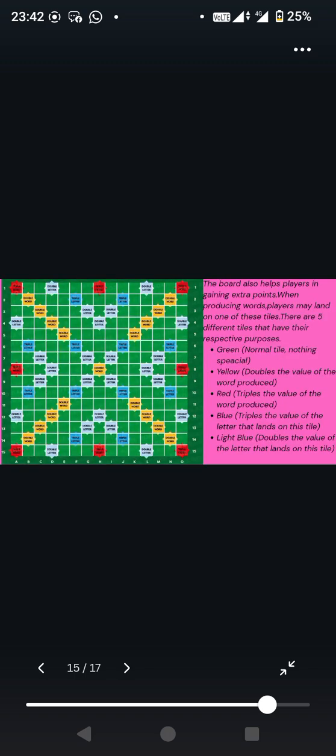The board also helps players in gaining extra points when producing words. Players may land on one of these tiles. There are 5 different tiles that have their respective purpose. Green, normal tile, nothing special. Yellow, doubles the value of the word produced. Red, triples the value of the word produced. Blue, triples the value of the letter that lands on this tile. Light blue, doubles the value of the letter that lands on this tile.